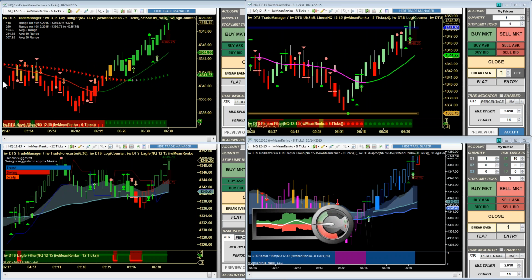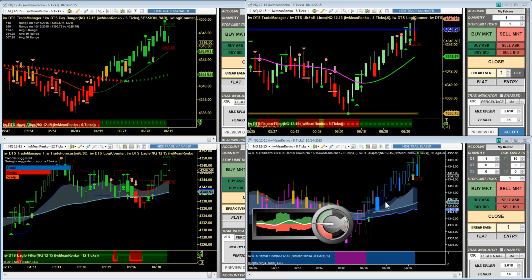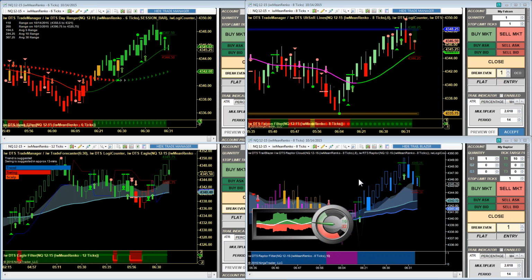Here in the top left, we have the Hawk Scalper. Top right is the Falcon Swing Trader. Bottom left is the Eagle Trend Trader. And the bottom right is the Raptor. The Raptor is the latest addition to the DTS family, and it actually incorporates elements of the other three birds into one trading tool.